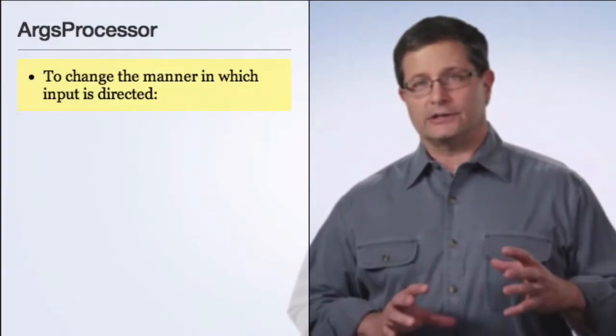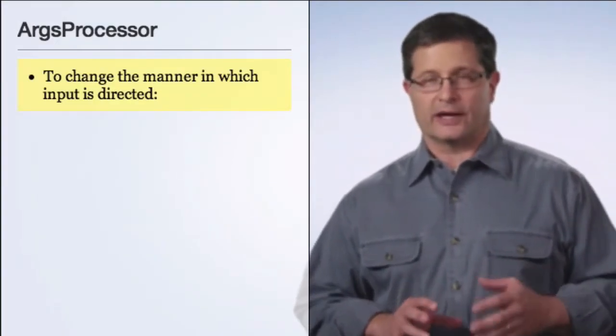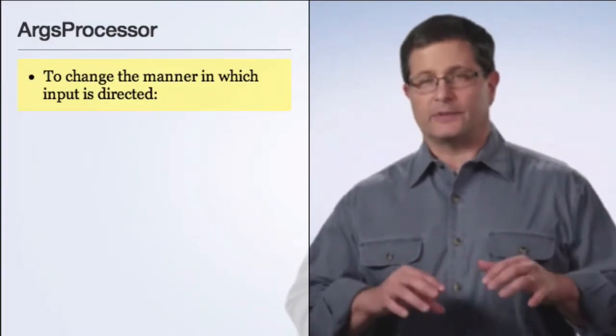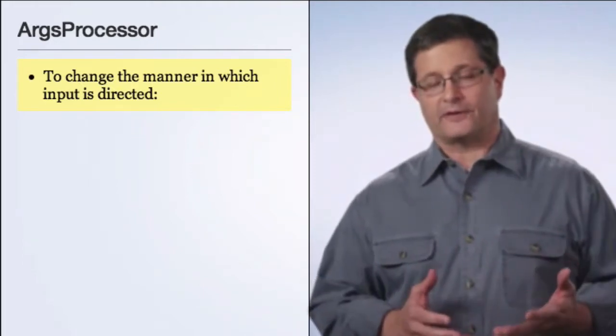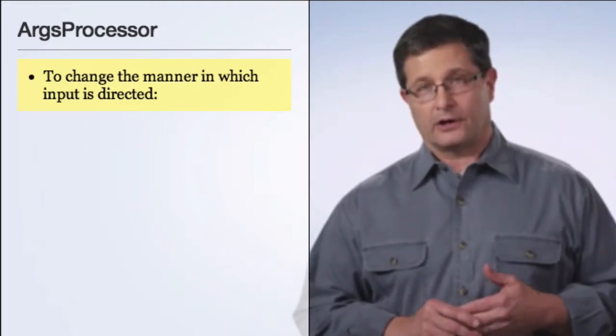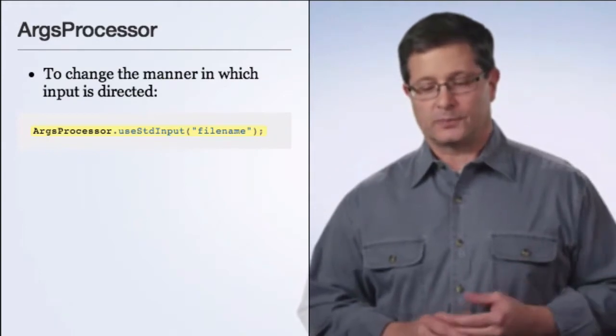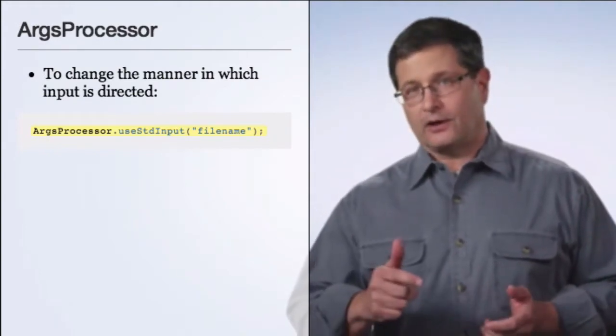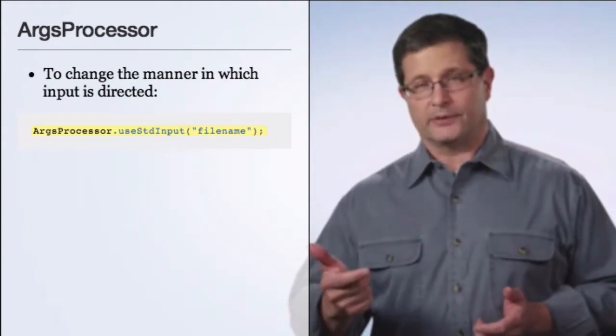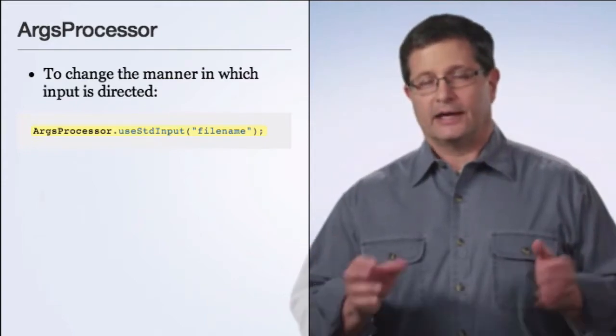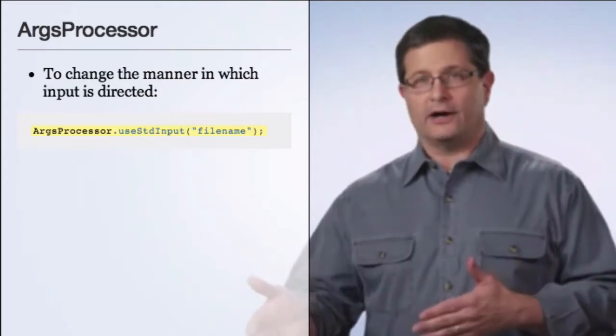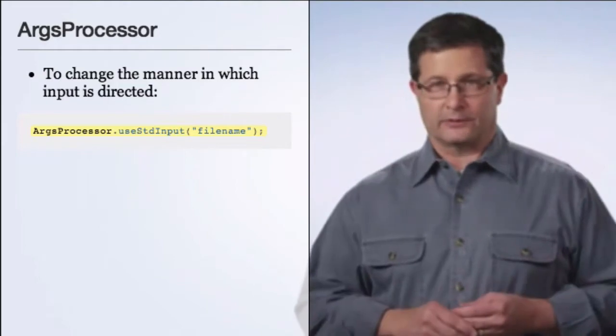If you want to change the manner in which input is directed, so instead of having the user type in the input, let's say you want the input to come from a file, we provided something called ArgsProcessor, which you've used previously, and there's a method call on it called useStdInput, and you give it the file name, and then from that point on, the input would come from that particular file. And it actually opens up a dialog with the end user so the user can pick which file he or she wants the data to come from.